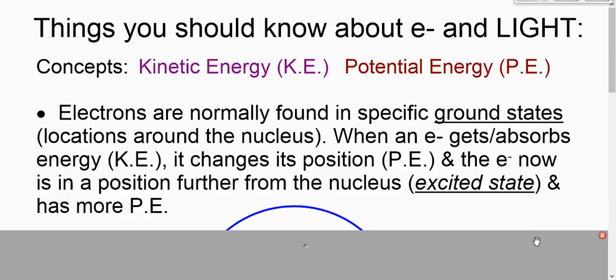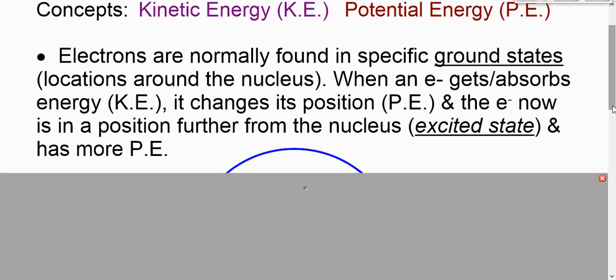So here, I'm going to begin to discuss what you saw in the flame test lab, as well as what you will be seeing in terms of how electrons and energy interact. Electrons are normally found in very specific locations around the nucleus. The location where an electron normally resides is called the ground state. And that's just a vocabulary word you need to know.